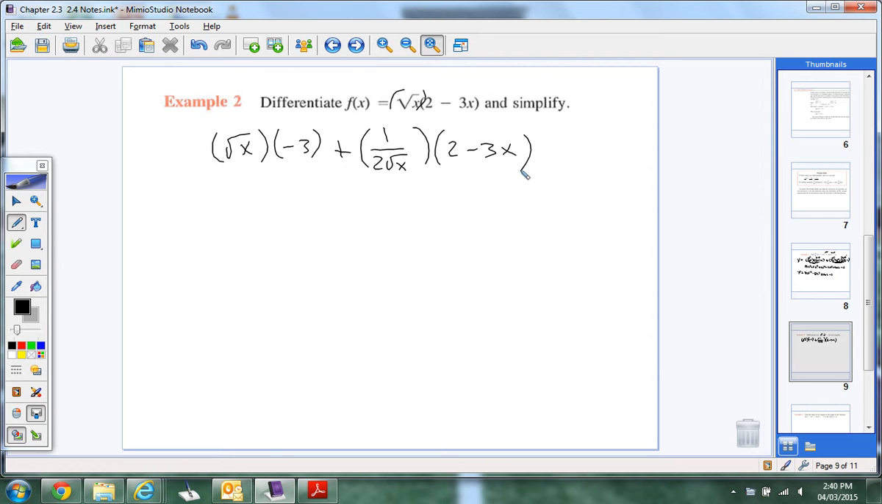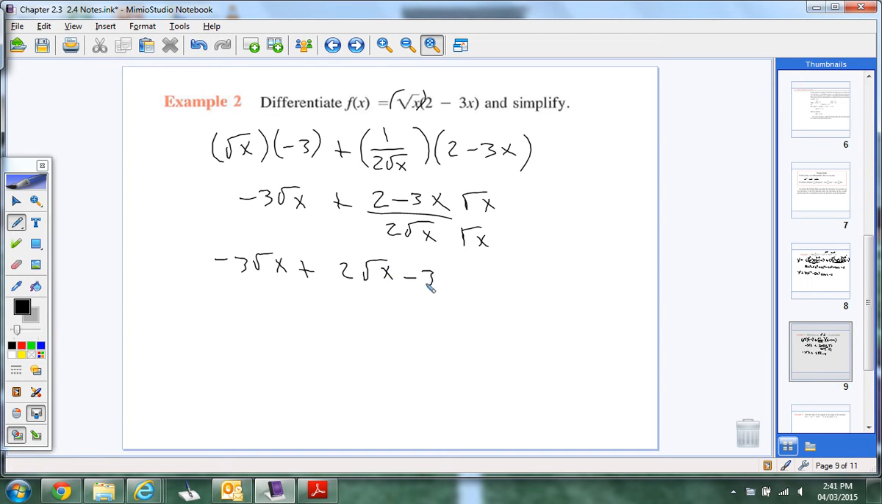Okay, so then I have negative 3 root x is what this is. This one I have 2 minus 3x over 2 root x. Okay, we're going to try to get these together, I think. Let me see. Yeah, so we're going to go root x here. So I get negative 3 root x plus 2 root x minus 3x root x all over 2x.